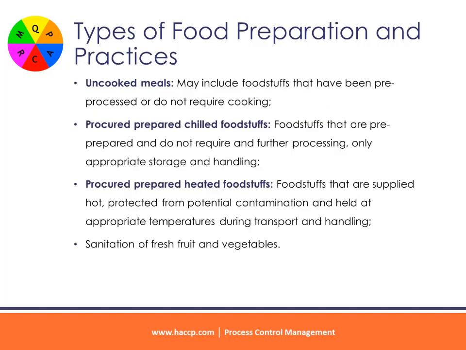Uncooked meals may include foodstuffs that have been pre-processed or do not require cooking. Procured prepared chilled foodstuffs, foodstuffs that are pre-prepared and do not require any further processing, only appropriate storage and handling. Procured prepared heated foodstuffs, foodstuffs that are supplied hot, protected from potential contamination and held at appropriate temperatures during transport and handling. Sanitation of fresh fruit and vegetables.